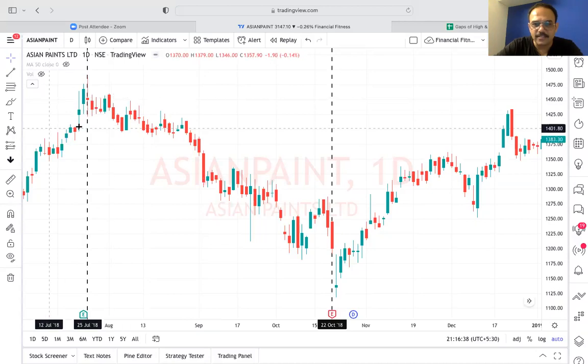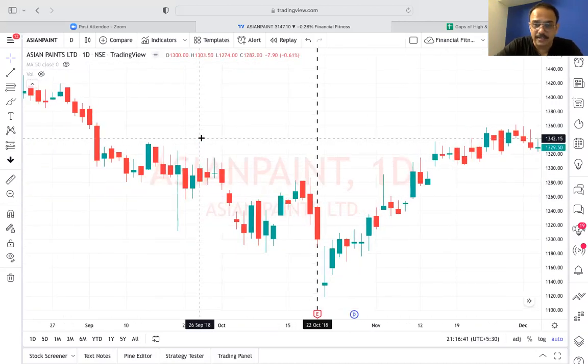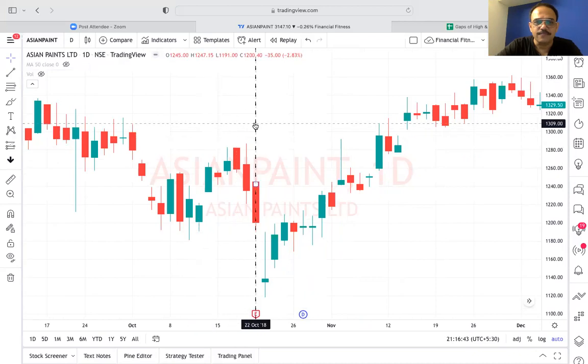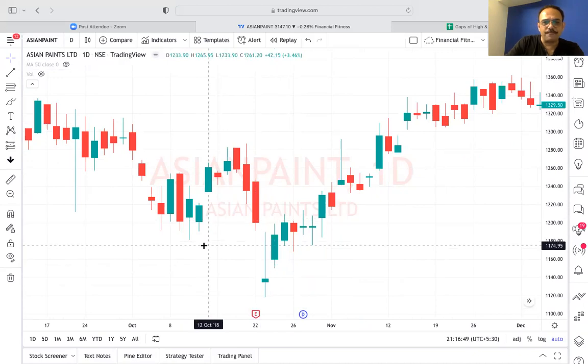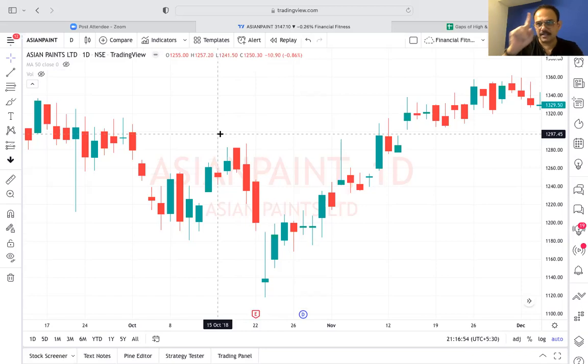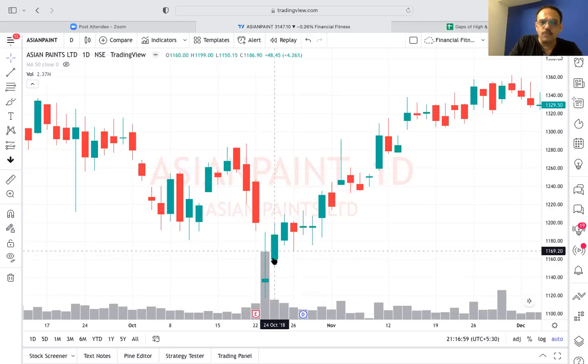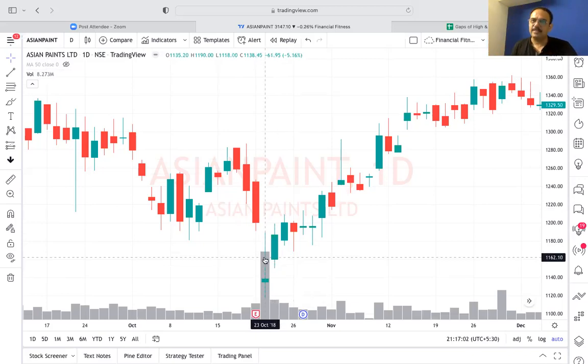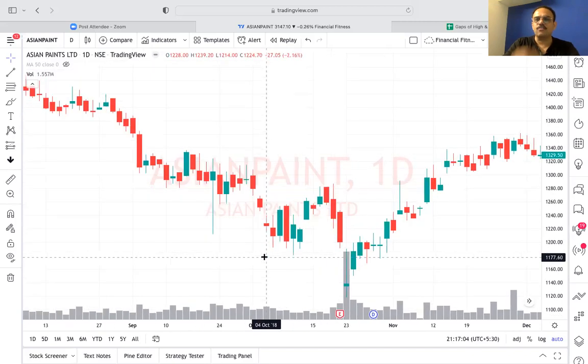How it is indicated is, first of all, the best indicator you can have: after falling continuously for a long time, there is a gap. There is a gap between this candle and this candle. That is point number one. Point number two, you will find a huge volume when there is a fall. Many people wait for the correct price to come. If you are waiting for a long time, wait for two phenomena to happen.